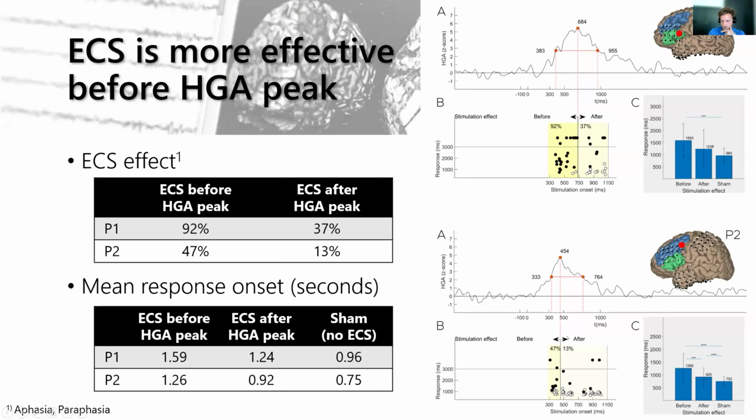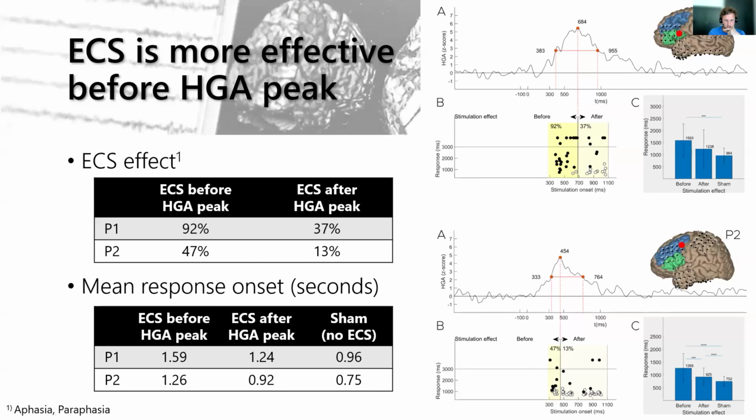So for patient 2, it's the very same observation. If we stimulate before the high gamma activity peak, then 47% of the trials are affected by ECS. And if we stimulate afterwards, only 13% are affected. So this is exactly shown by these tables. And you can also see this in terms of the mean response onset.